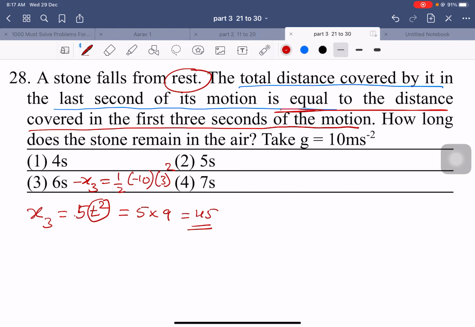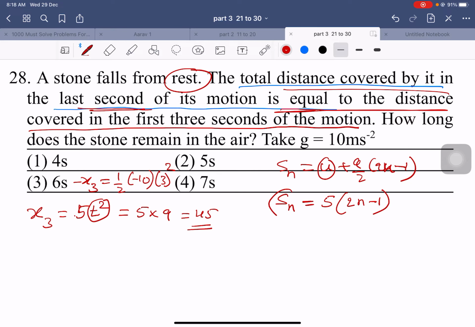That is equal to the distance covered by it in the last second. What is that last second? We don't know, so we will use the Sn formula. Sn is equal to u plus a by 2 into 2n minus 1. Here u is 0, so Sn is equal to a by 2, which is 10 by 2 is 5, into 2n minus 1. This is the distance traveled in the last second.